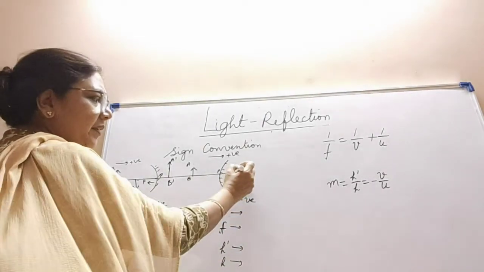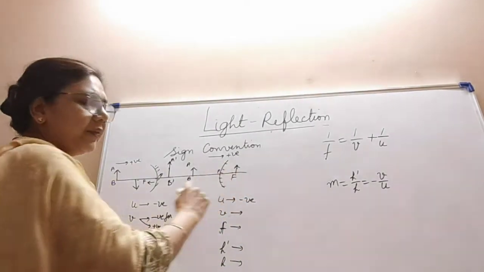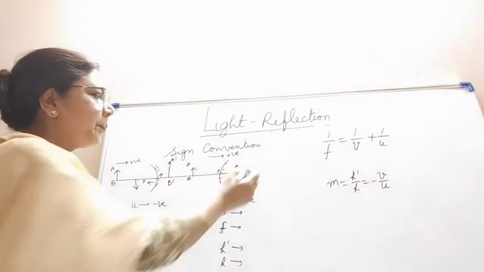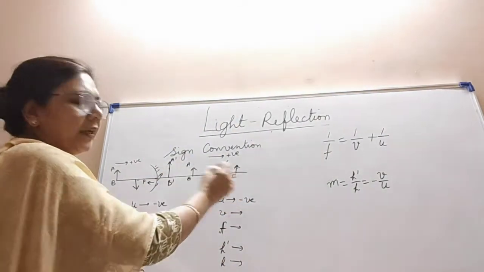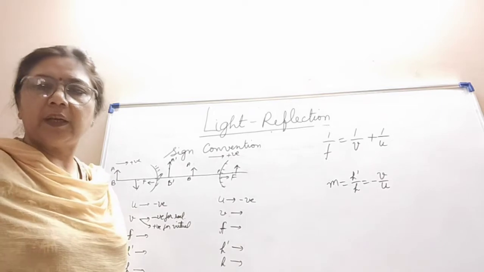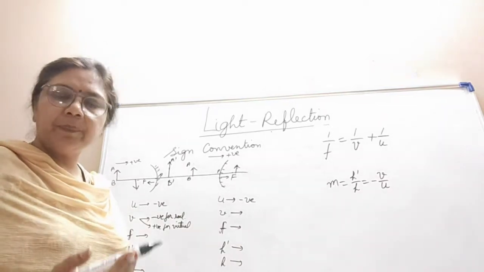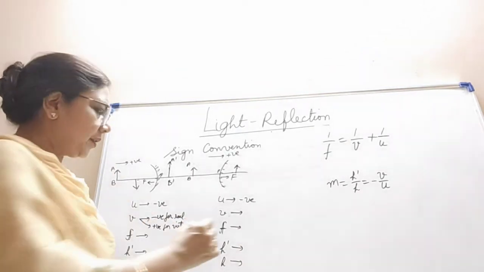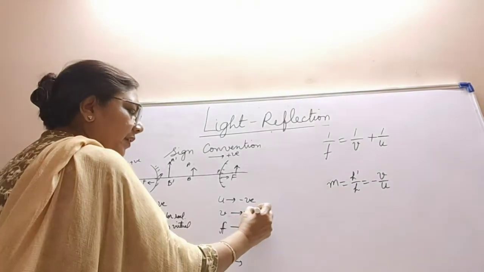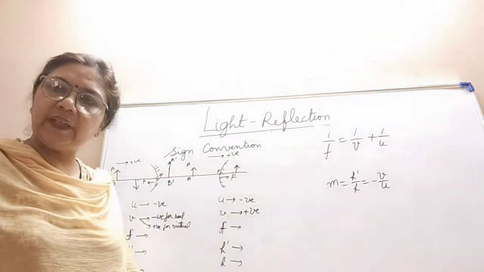So that means the image is always at the back of the convex mirror. So we always have to measure in this direction, from left to right, which is the positive direction. So V is always positive for the convex mirror, because in this case the image is always virtual.